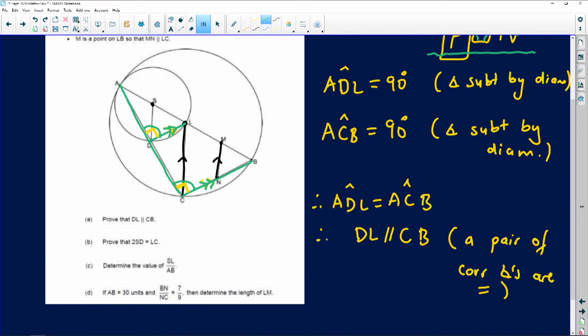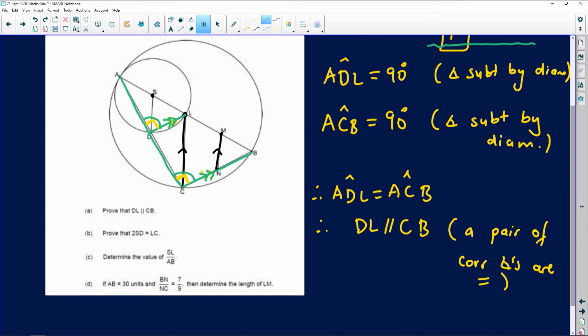The next one says we need to prove that 2 times SD equals LC. So 2 times SD equals LC. Now look at this. It is very important for you to keep your grade 10 knowledge in this particular question. I'm going to just remove what we have so far so that you can focus on where we are. We want you to show that double of this will just be equal to LC.